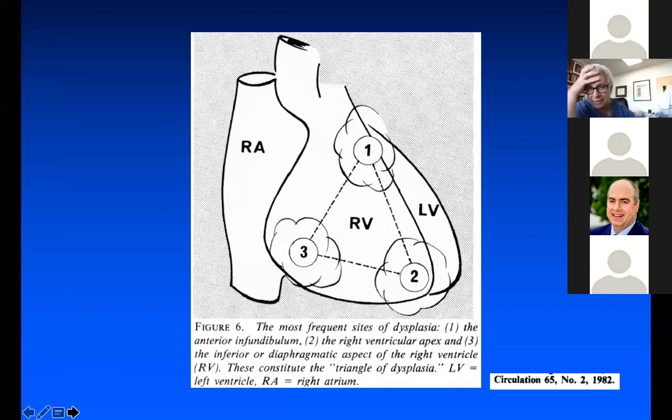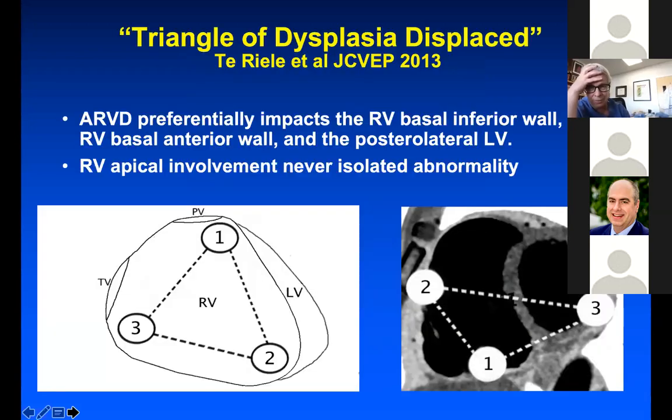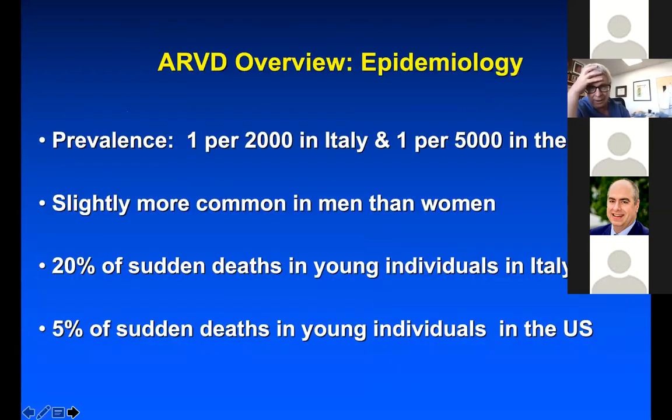And that's led to a lot of overdiagnosis, misdiagnosis, because in those early days, people would look at the RV apex and it looks a little thin. Maybe it's not moving normally. Is this ARVD? And a lot of patients were overdiagnosed. Turns out the third leg of the triangle is the posterolateral LV, the other area that you look for. This is just shown here with a reference from 2013 when we put this together.